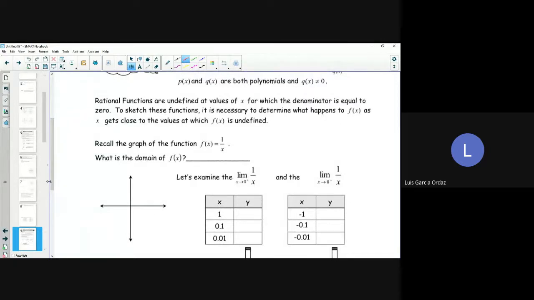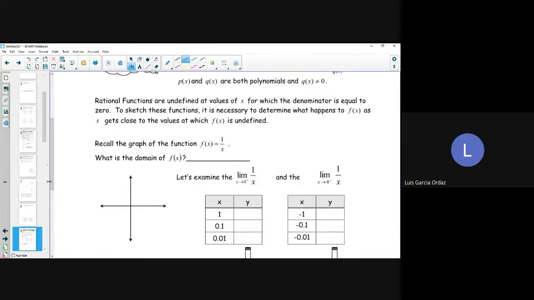To sketch these functions, it is necessary to determine what happens to f of x as x gets closer to the values of which f of x is undefined. So for example, we have our graph f of x equal to 1 over x. So we just have that rational function.